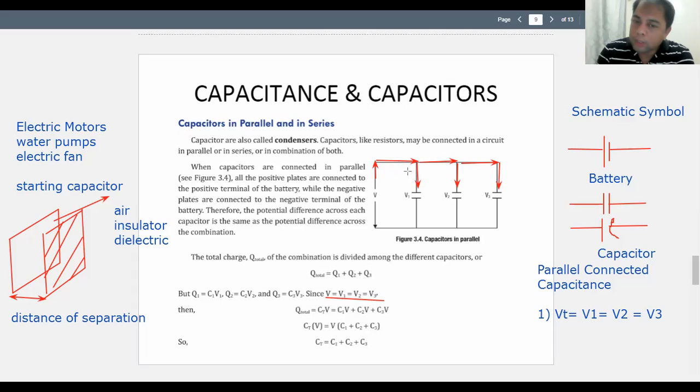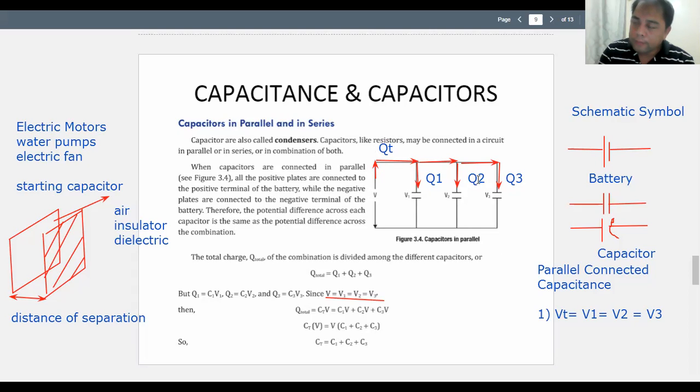Now, since they are merely split amounts of charge, they all come from the battery. Again, our battery provides the total charge. However, these different charges are split into 3 different directions. So you have here Q1, you have here Q sub 2, and finally you have your Q sub 3 over there. When you add Q1 plus Q sub 2 plus Q sub 3, they will simply add up to the supply charge.